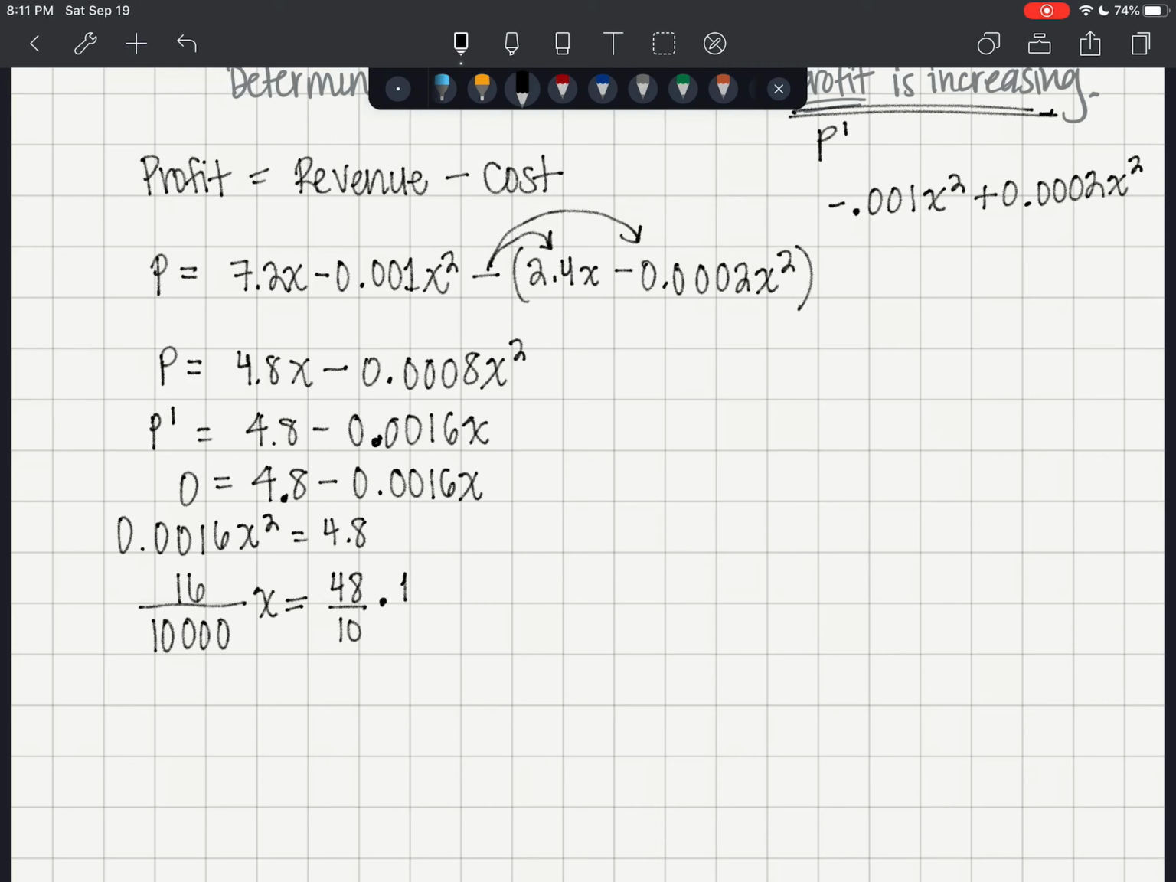48 over 10 times, no times. I'm going to times now though, because I want to solve for x, so I'm going to multiply by the reciprocal.